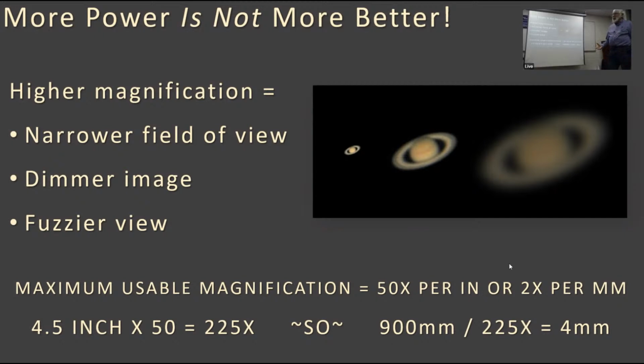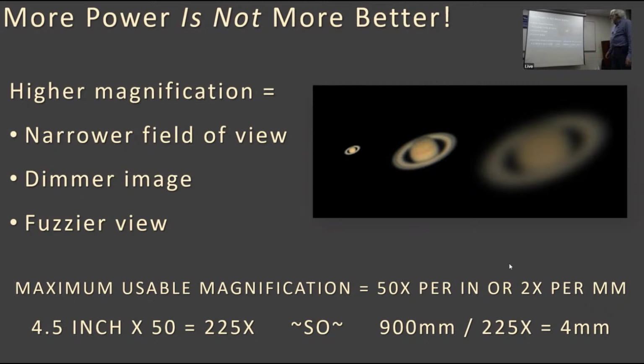You can put any eyepiece you want in a telescope, which increases the power. That's how they sell these little cheap telescopes. They tell you, here's a 60 millimeter telescope and it's 400 power. Well, 400 power is useless power.